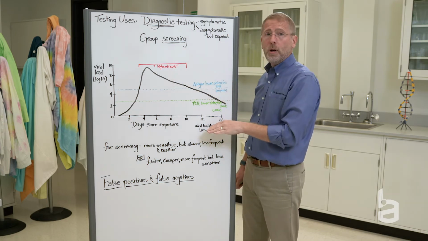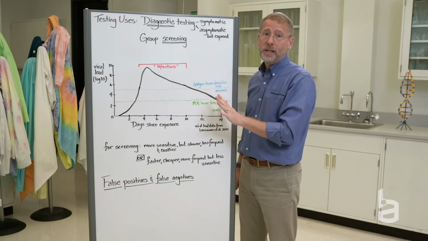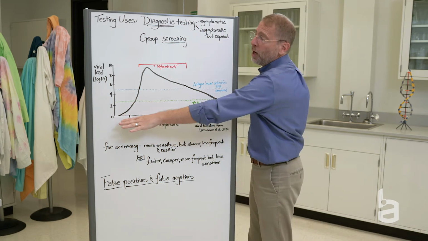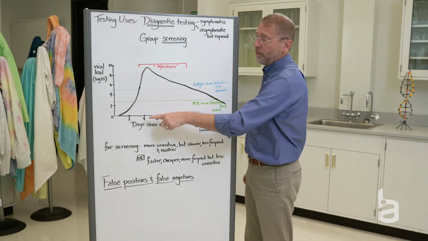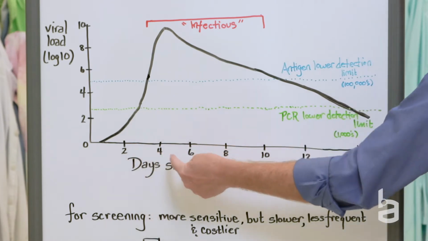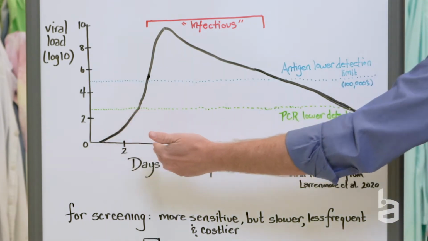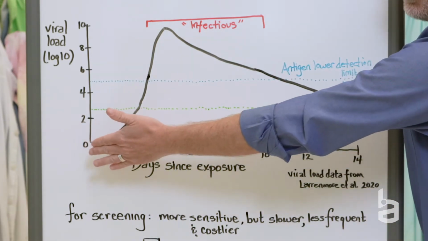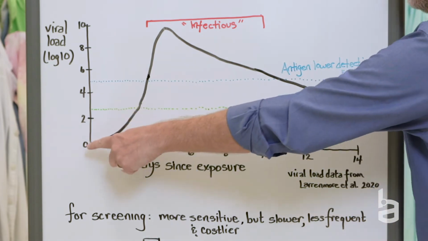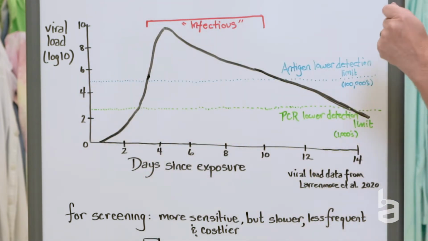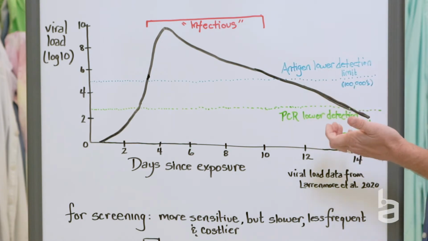Now, let's walk through this graph. There's a lot going on here, so hang with me. Let's talk about what's on the axes of our graph. On the x-axis, I've got the days since you've been exposed, so this is the time course since you were exposed at day 0. On the y-axis, I've got the amount of virus, the viral load that's in your system.